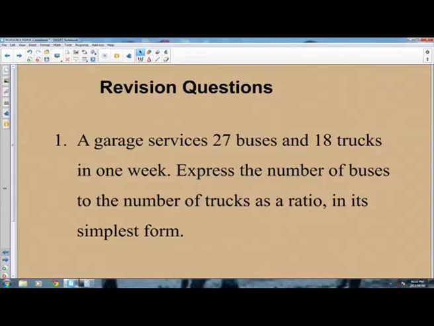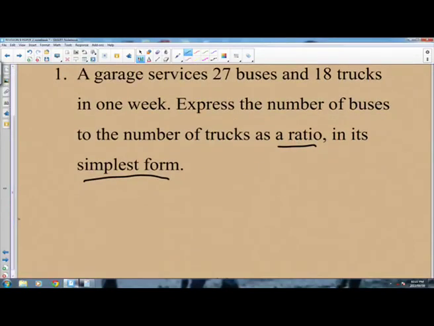The first question says, a garage services 27 buses and 18 trucks in 1 week. Express the number of buses to the number of trucks as a ratio in its simplest form. So this is what you're expected to do. How do we express these numbers as a ratio? Remember, it should be buses to trucks. There are 27 buses, so this will be 27 is to, and then how many trucks? 18. So it's 27 is to 18.